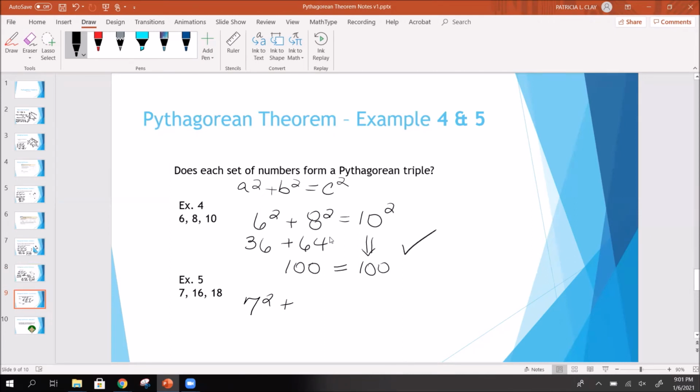7 squared plus 16 squared, 18 squared. Okay, so we got 49 plus 256. When you add those two together, we get 305. And 18 squared is 324. So those are not equal, so they do not form a triple. Okay?